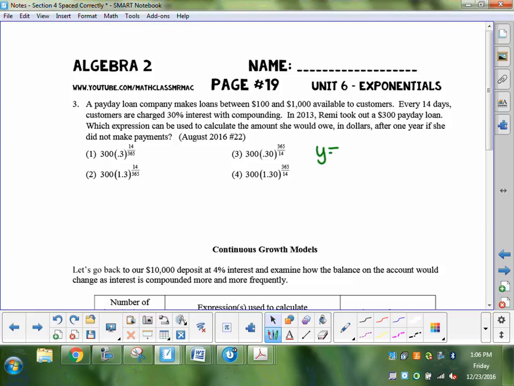Now, when I do this equation out, I'm going to tell you this. I view this a little bit differently than you might have. This is telling you they take out this loan every 14 days, they're charged 30% interest compounded. They took out this amount of loan, $300, which expression can be used that they'd have after 1 year. There's a problem with this that's a similar one to what we did before, so we're going to have to work to rectify it. But right away, I can actually eliminate 2 of the choices.